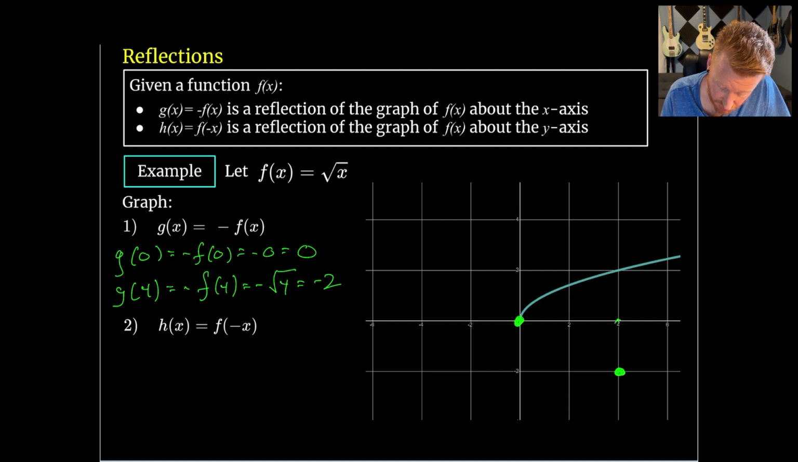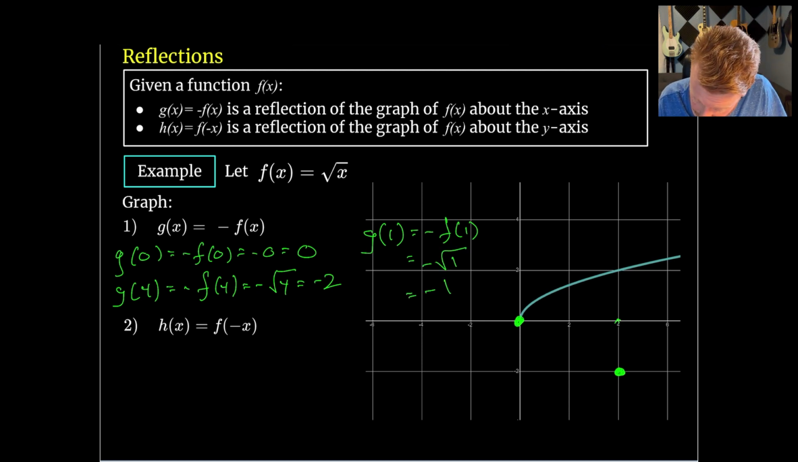Maybe we can also take a look at g of 1, just to get another point on here. So g of 1 is going to be the same as negative f of 1, which is negative square root of 1, which is -1. So at 1, we get an output at -1, and we can see that we're getting, oh, that wasn't my best connecting of the dots. Try that maybe one more time. But we're getting something that looks very similar to what we started with.